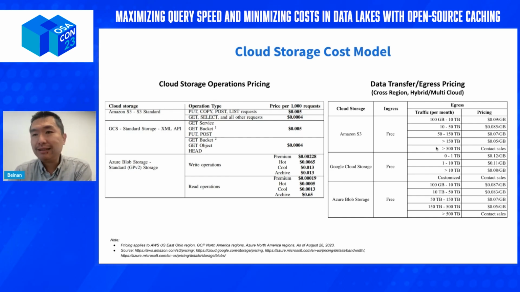Also, on the right side, it's the egress. It's the total data transfer. So you can think about if you have a query, it can scan a table, no matter Hive table or Iceberg table. It will touch a lot of data files. Each file may be just 500 megabytes or 1 terabyte. It will cost a lot.